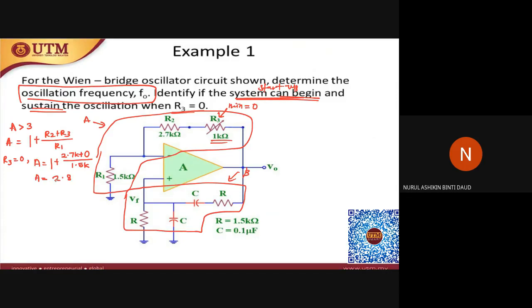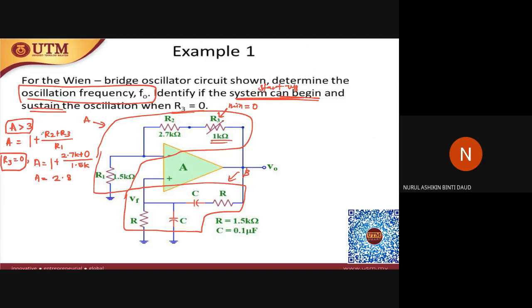The value of A, 2.8, is less than 3. So can the system begin? Can the oscillation begin? No, it can't begin. When R3 is equal to 0, when the value of the potentiometer is 0, the system can't begin, because in order for the oscillation to begin, in order for the system to start, it needs the value to be more than 3.